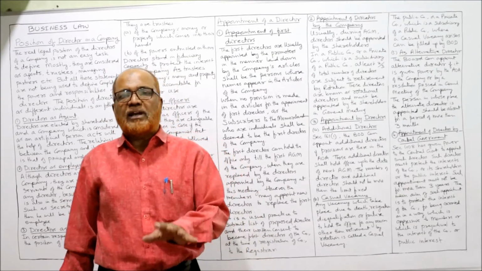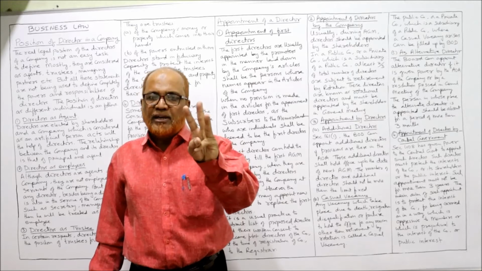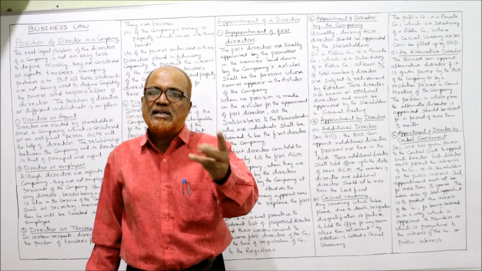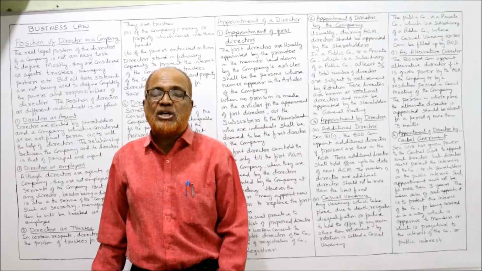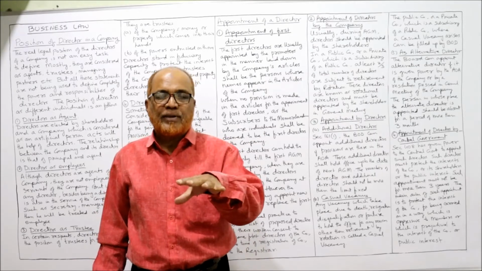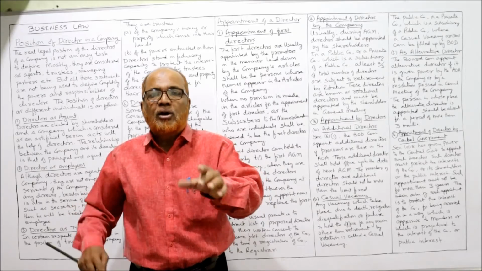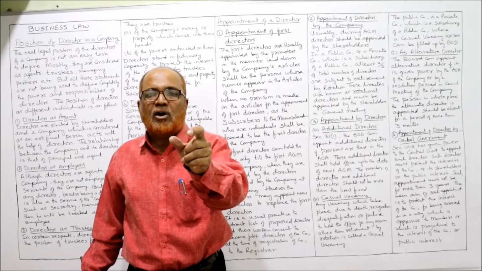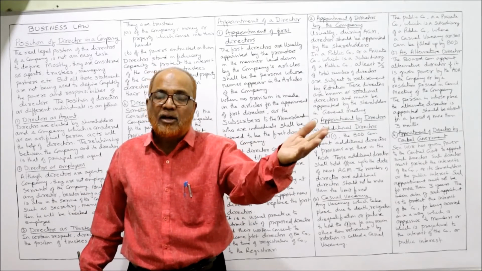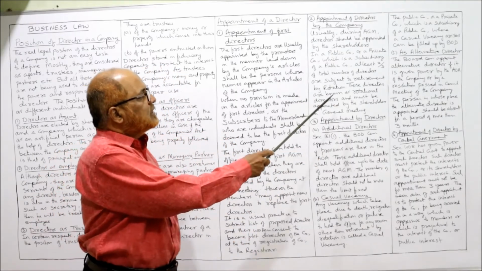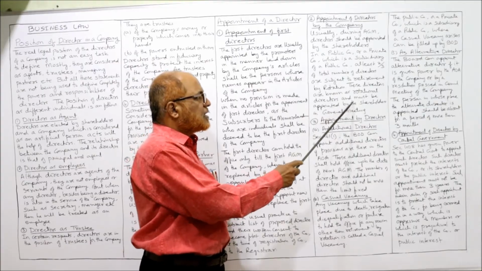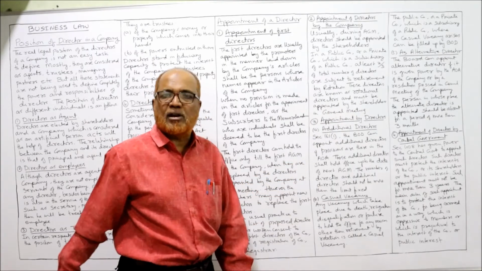For example, if the total number of directors is 3, two-thirds of 3 is 2 directors. So 2 directors should be retired by rotation every year. So in the annual general meeting, at least two-thirds of the directors who are retiring should be appointed by the shareholders. And these directors are known as rotational directors and must be appointed by the shareholders in general meeting.